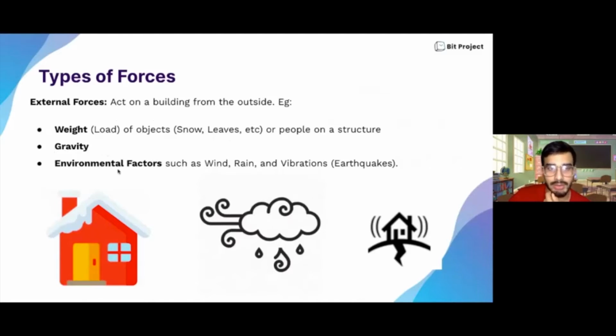Lastly, the third external force is environmental factors. This can be things like wind, rain, or vibrations, which is earthquakes. I think many buildings in California are actually designed to withstand small earthquakes or vibrations in the ground. Other buildings, maybe in Asia, are designed where there's more heavy rainfall, so they're designed to withstand rain and heavy wind.